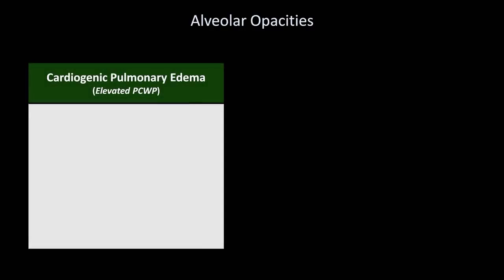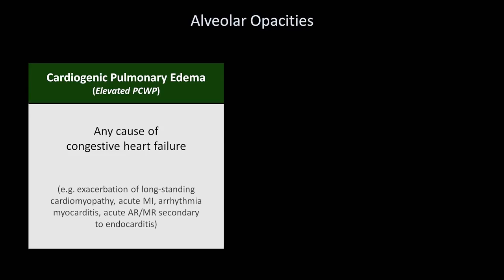First is cardiogenic pulmonary edema, which is that associated with an elevated pulmonary capillary wedge pressure, which is a surrogate for elevated left-sided heart pressures in general. This type of pulmonary edema can be seen in any cause of congestive heart failure. This includes exacerbations of long-standing cardiomyopathy, acute MI, arrhythmia, myocarditis, or acute aortic or mitral regurgitation secondary to endocarditis.